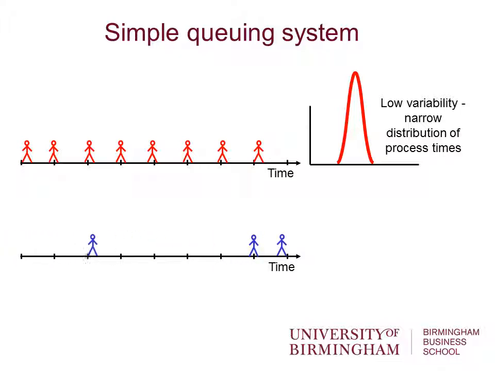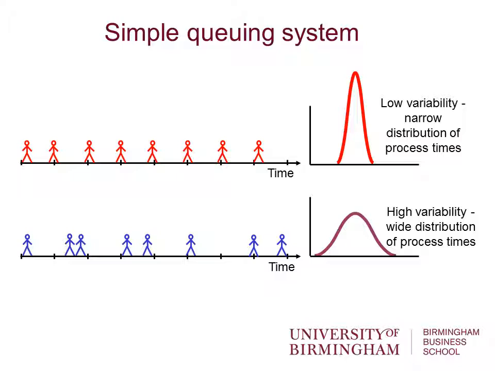In this next situation, you can see that people are arriving, and maybe the same number of people arriving, but the point is here that they are coming at less predictable periods of time. What we have is a wide distribution of processing times. In the first situation, where we have a narrow distribution of process times, capacity planning is very easy. In the second situation, it's much more difficult.